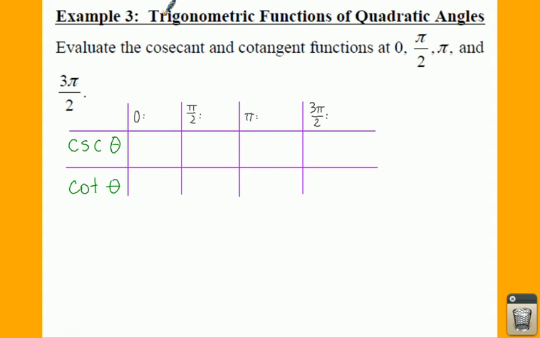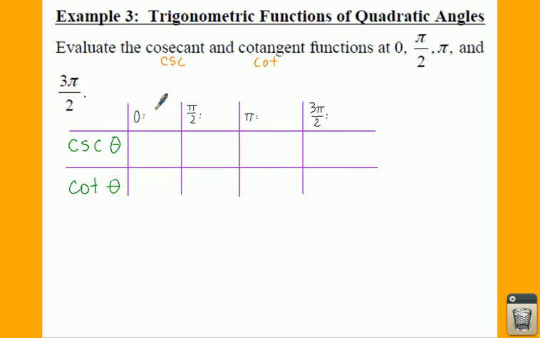So for example 3, here we're going to find more trig functions of quadrantal angles. What we have to do here is evaluate cosecant, which is your CSC, and your cotangent functions at all four of these points: 0, pi over 2, pi, and 3 pi over 2.